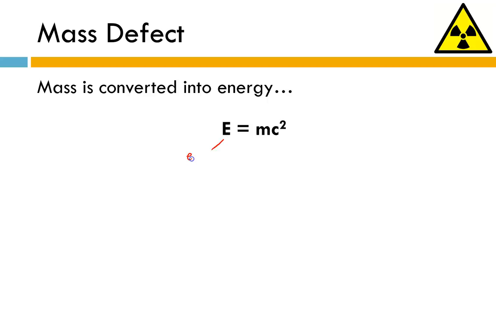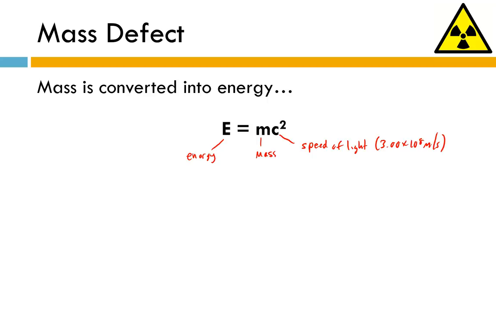So E is the energy. m is equal to this missing mass. Again, we're talking about super small amounts of mass. c is the speed of light, which is 3.00 times 10 to the 8th meters per second. And in this equation proposed by Einstein, you square it.